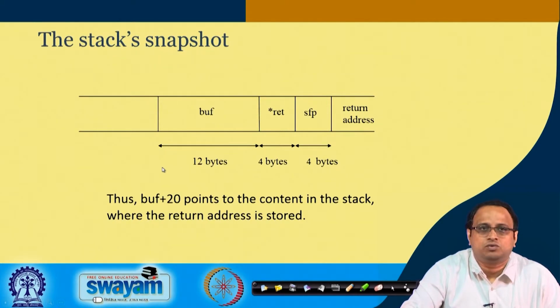So in order to understand the working of the attack, let us take a look at the stack. The stack essentially stores the corresponding data as shown here.